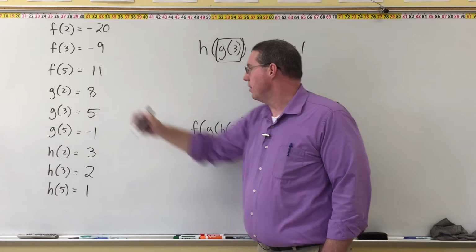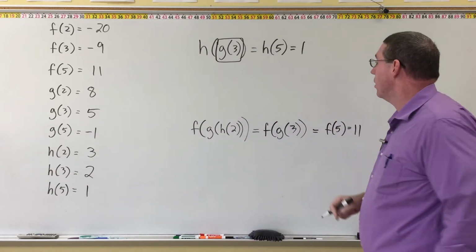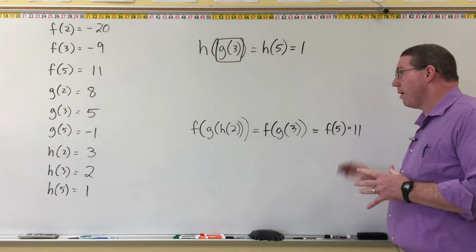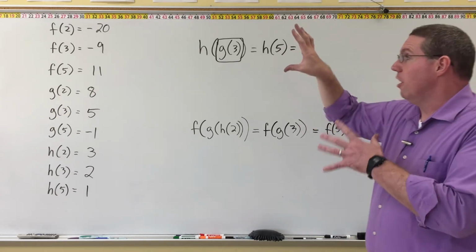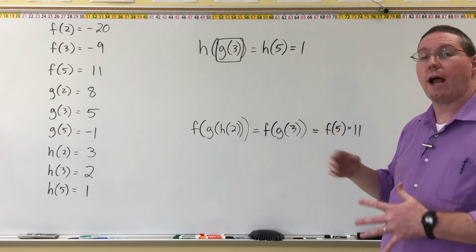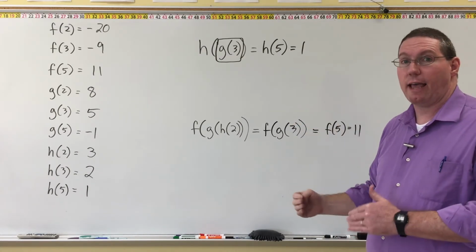f of 5 is 11. And therefore, the answer to the second one is 11. Okay? All right, the last thing we're going to do with this numerical thing is I'm going to put up a large table of values with multiple functions, and we're going to do what I call mega table.